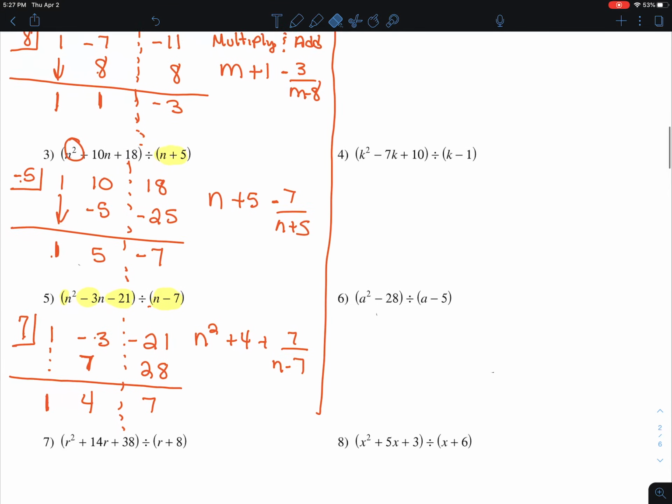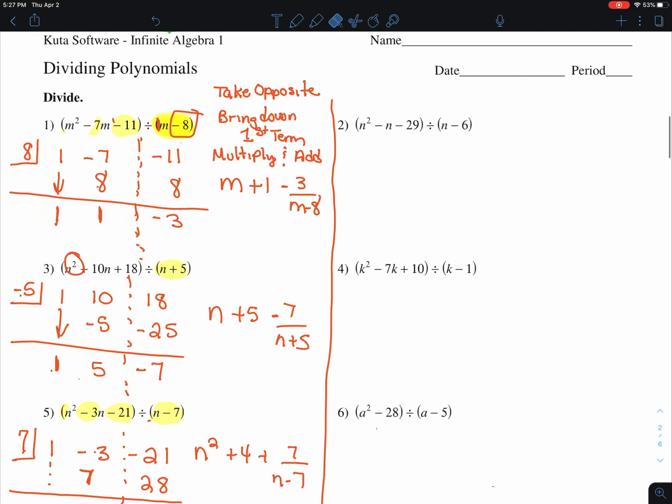All right, I'm going to let you do a couple of problems on your own, and then I'm just going to get you to pause the video while you do those two problems, and then we'll come back and talk. So the two problems I want you to do are 4 and 6. And in 6, remember you have to add a term. All right, so pause the video and do problems 4 and 6.